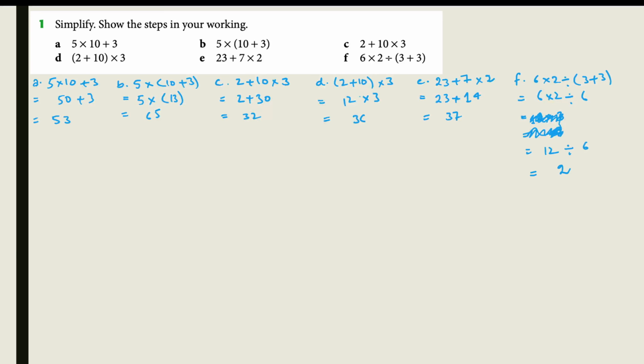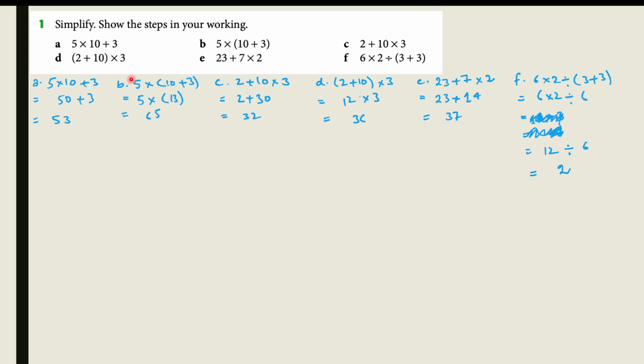The first expression given is 5 multiplied by 10 plus 3. If you look closely, there are no brackets here. According to our rules, we do multiplication before addition. So 5 multiplied by 10 is equal to 50. 50 plus 3 is equal to 53. So 53 is our final solution.